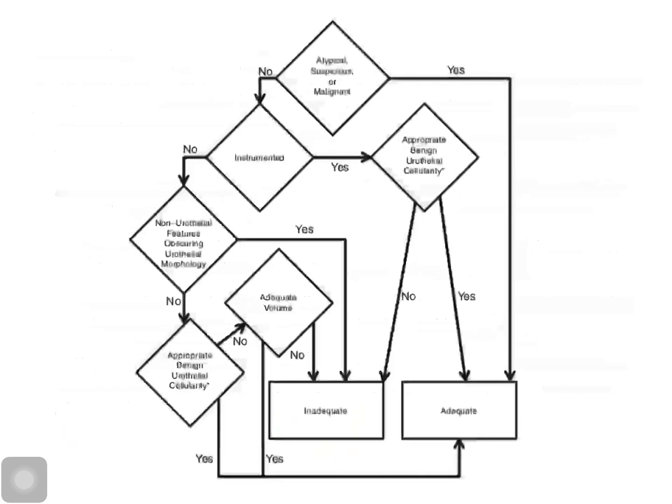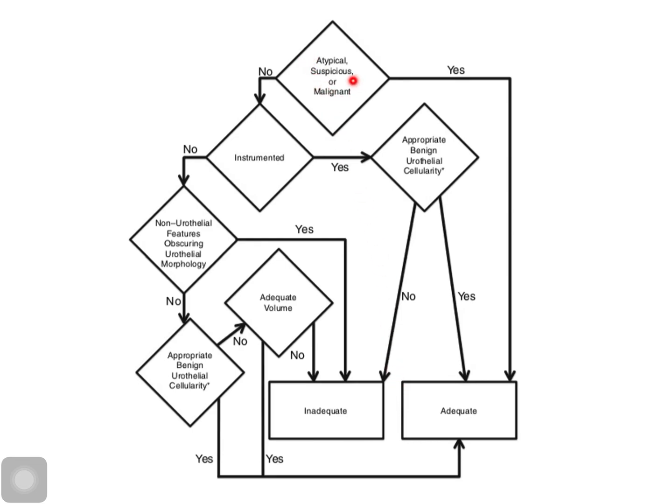This is a flow chart provided by the book. If there are atypical, suspicious or malignant cells, the specimen is considered as adequate specimen. If there are no atypical, suspicious or malignant cells and it is an instrumented specimen, we should look for benign urothelial cellularity. If it is present, it is adequate. If benign urothelial cellularity is not present, it goes into inadequate specimen.